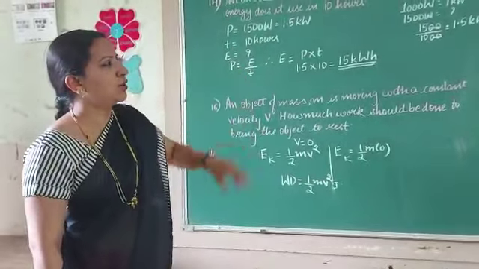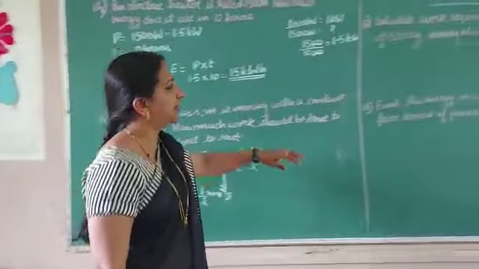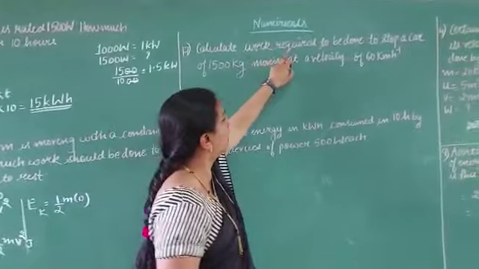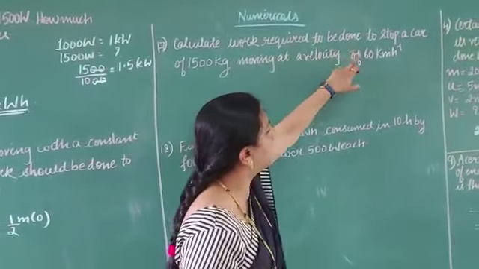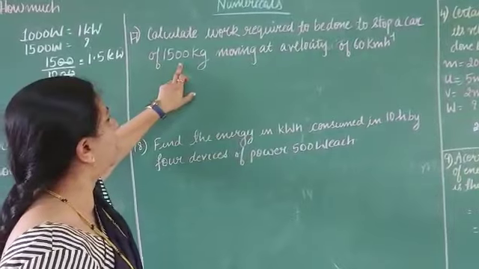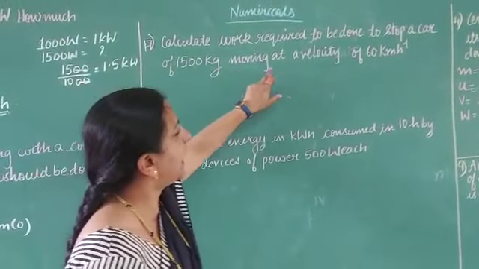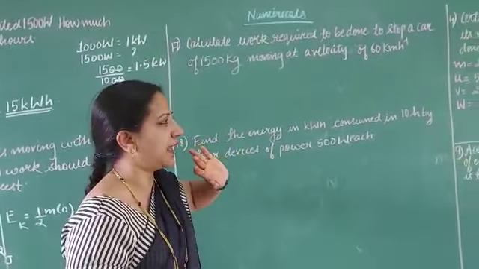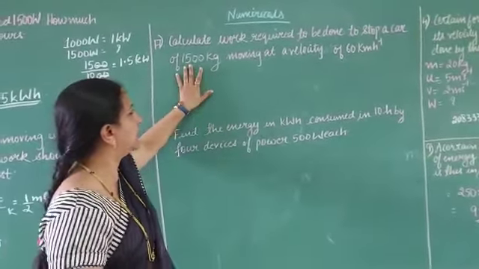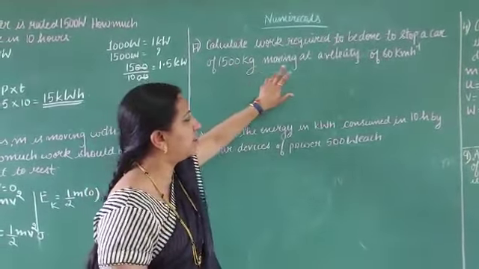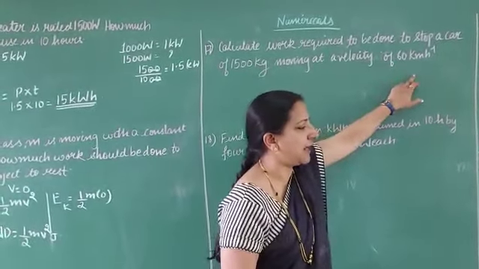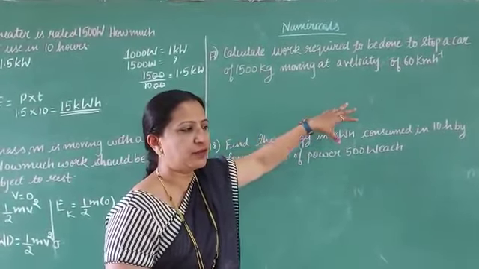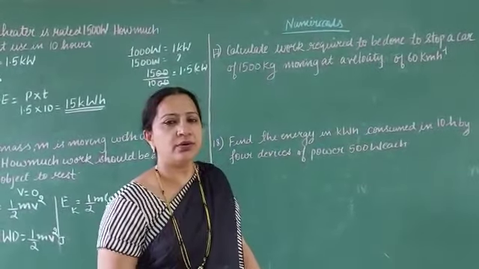Now let us go to the 17th sum. Okay. Let us understand the 17th sum. Calculate work done or work required to be done to stop a car of 1500 kgs moving at a velocity of 60 kilometers per hour. So there is a car which is 1500 kgs. It is moving with a velocity of 60 kilometers per hour. You have to calculate how much work has to be done here so that the car will come to rest.